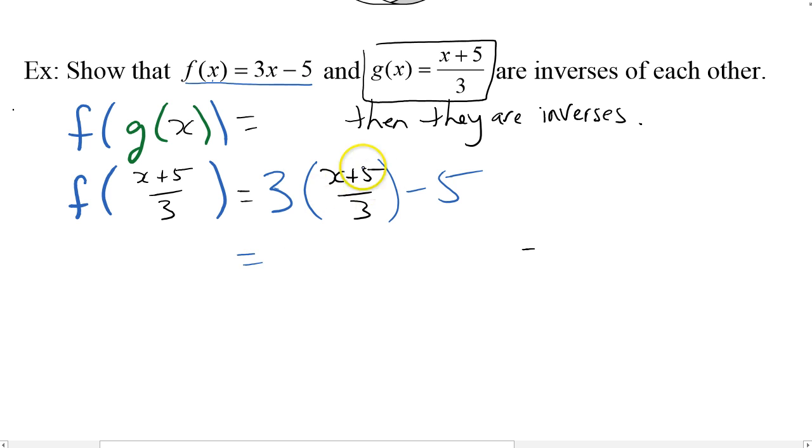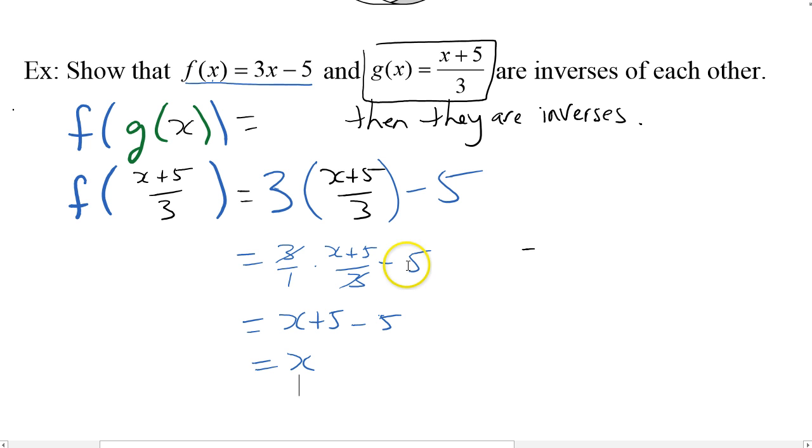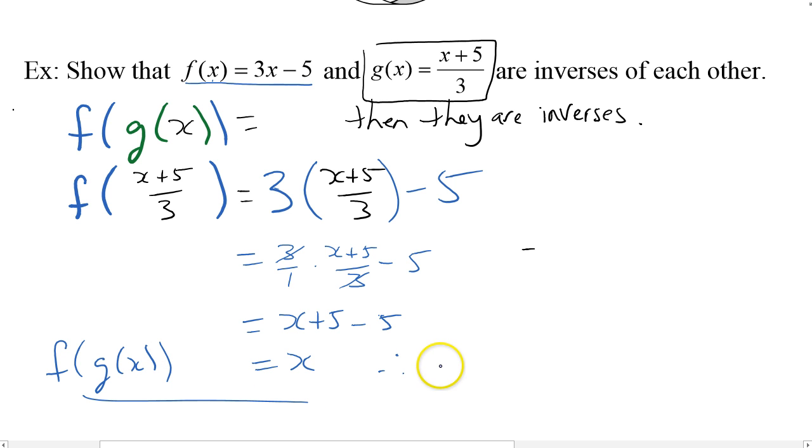equal to, well, what happens when this gets multiplied by 3? Think of 3 over 1 multiplied by x plus 5 over 3 minus 5, for those of you that like to think about fractions that way. That 3 cancels out with that 3. So really we get x plus 5 minus 5. So we get x. So we've done it, haven't we? We've shown that f of g of x is equal to x. So therefore they are inverses.